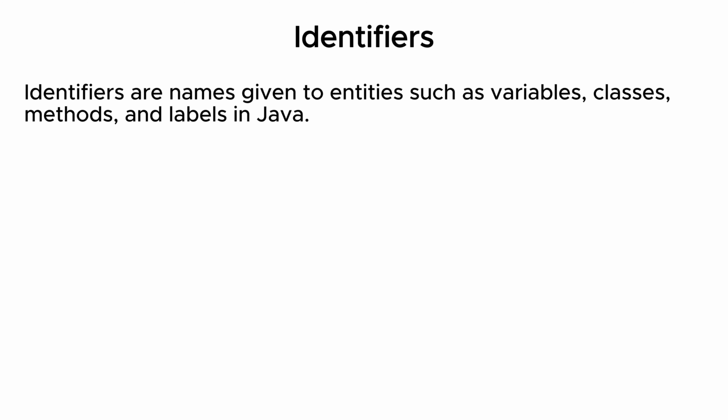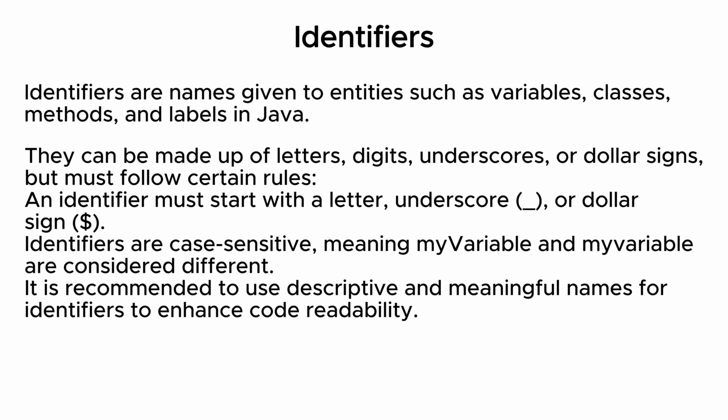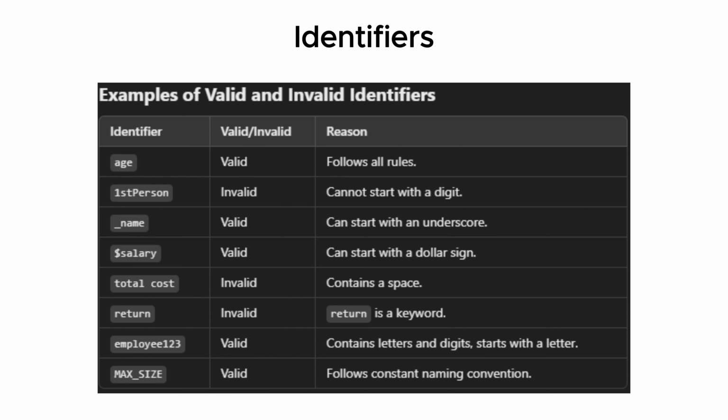Identifiers. Identifiers are the names given to various elements in a Java program, such as variables, methods, classes, packages, and interfaces. They help to uniquely identify these elements within a Java program. Identifiers are essential for referring to any programming entity, and they must adhere to specific naming rules and conventions. Rules for naming identifiers. Allowed characters. Case sensitivity. No keywords. No spaces. Examples of valid and invalid identifiers.